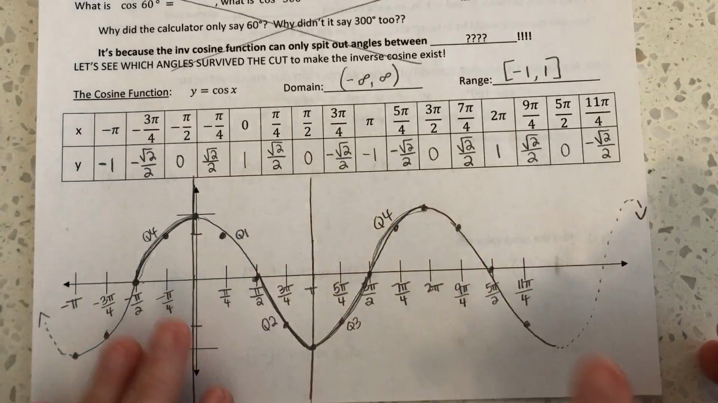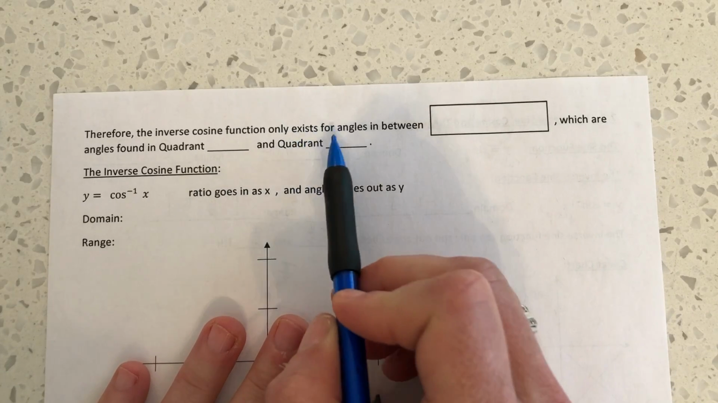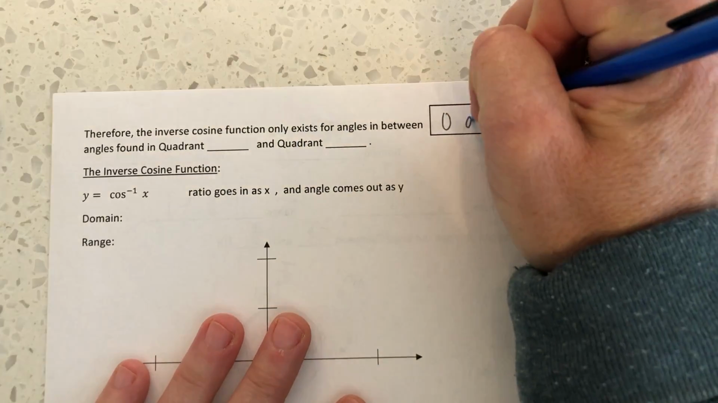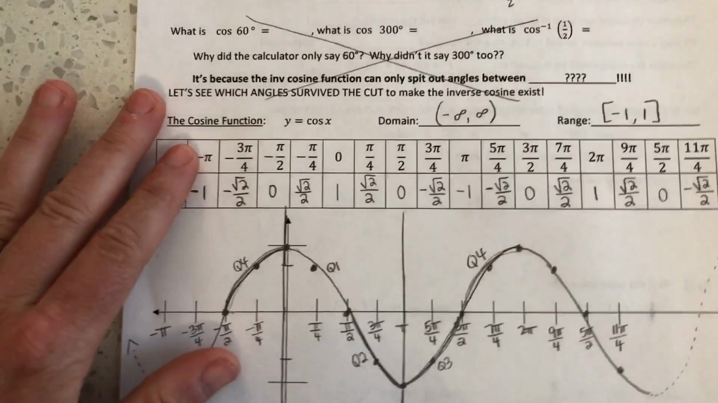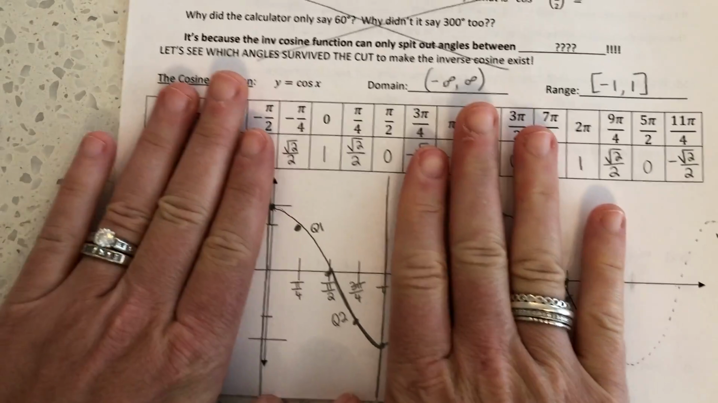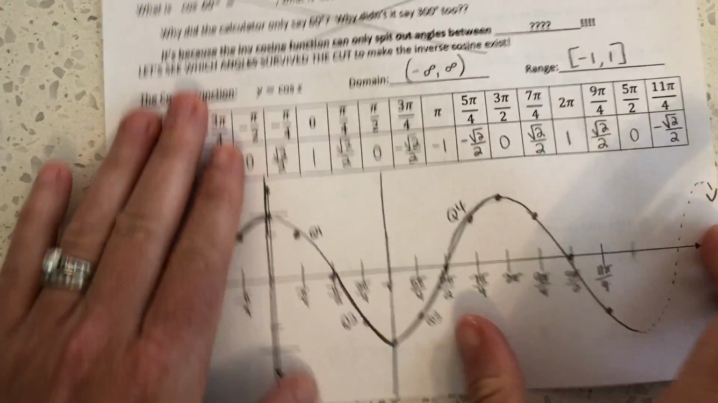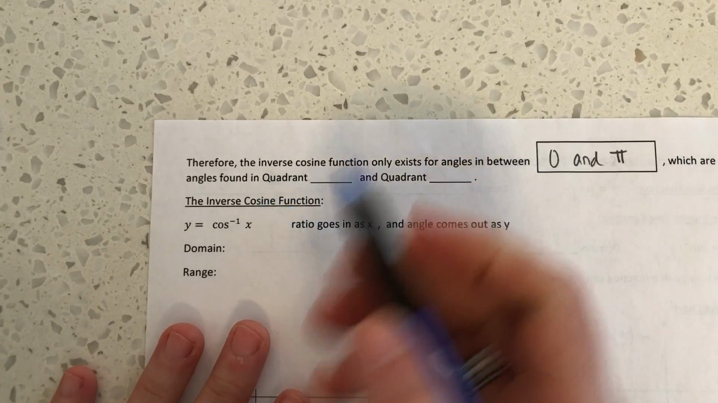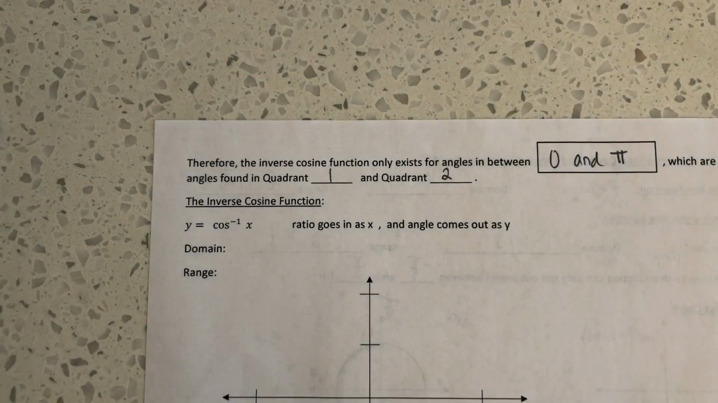Okay, so now let's go on the back. So now we see, therefore, the inverse cosine function only exists for angles in between 0 and pi, because those are the angles that we kept to make his graph 1 to 1 and have an inverse. Angles from 0 to pi. Okay, and those are going to be angles that are found in quadrant 1 and quadrant 2.